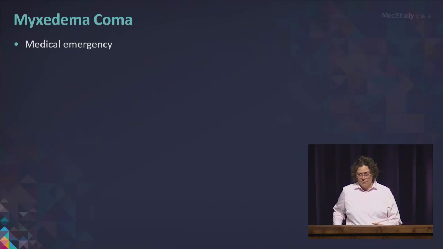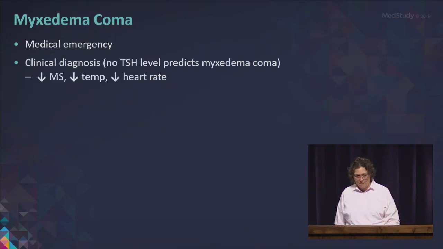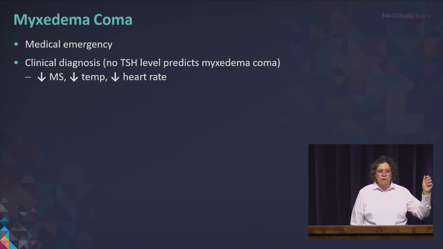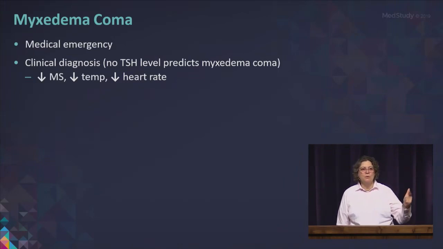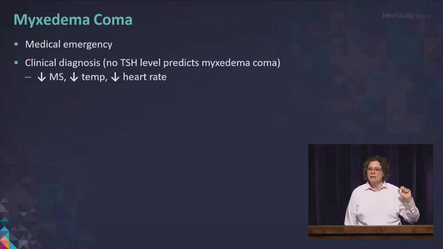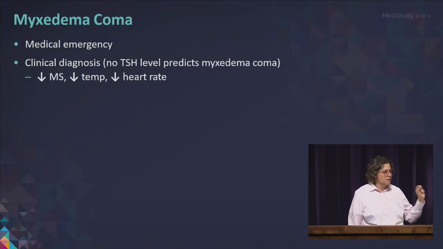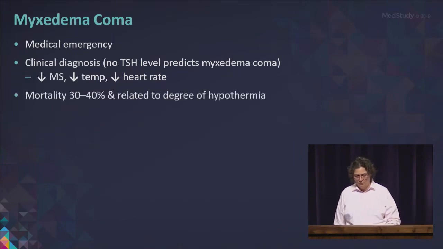Let's talk about our next emergency, myxedema coma. It is a clinical diagnosis, meaning no TSH is going to predict coma. You can have a coma happening with a TSH of 15. You can have people that are just fine with a TSH of 200. You are looking for the symptoms of altered mental status, hypothermia, and bradycardia. In the context of hypothyroidism, if you have those clinical symptoms, you need to call myxedema coma at that point.